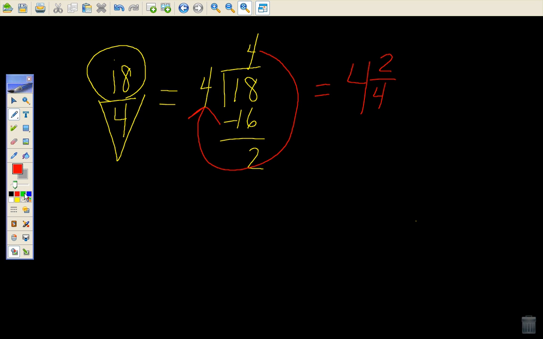Now 2 fourths can be reduced because they are both even. So I'm going to divide by 2. And so really 4 2 fourths is 4 1/2.